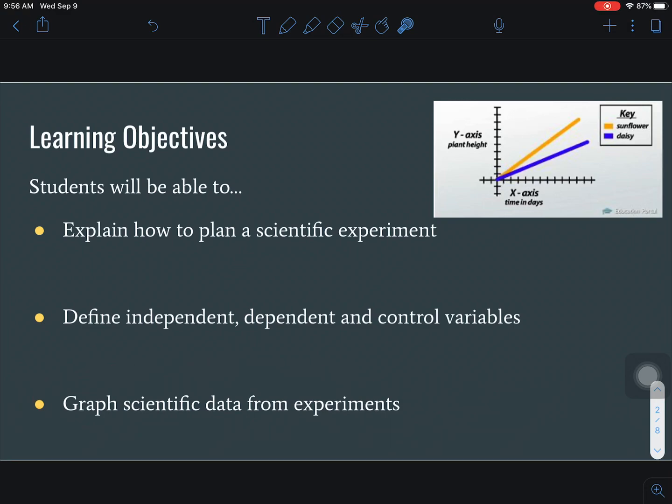Some things to keep in mind when we talk about graphing. Our x-axis is on the horizontal plane, and our y-axis is on the vertical plane. Later on, we'll be talking about what goes on the x-axis and the y-axis. Remember, x is horizontal or flat, where y is our vertical or up and down. So those are some things again to keep in mind.